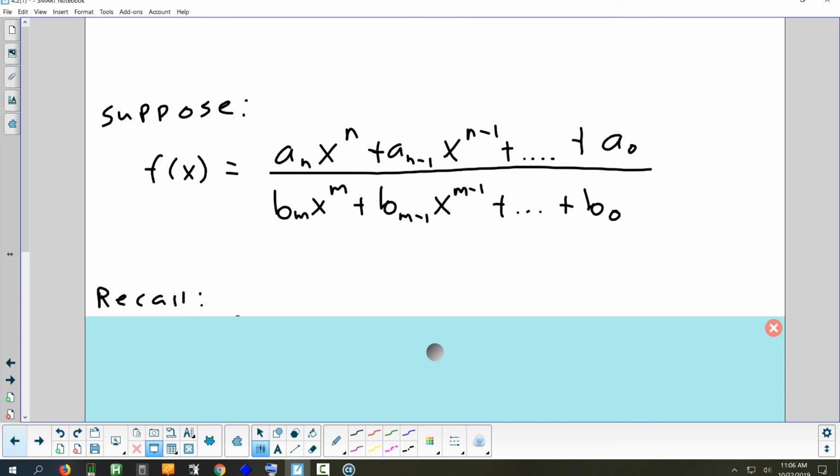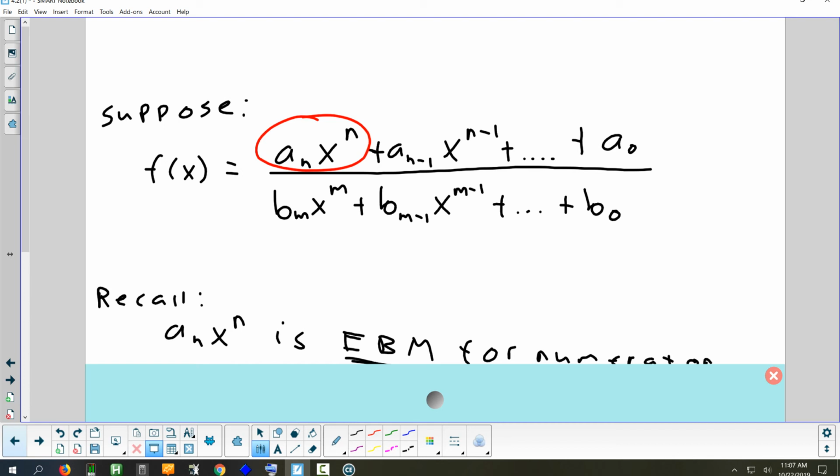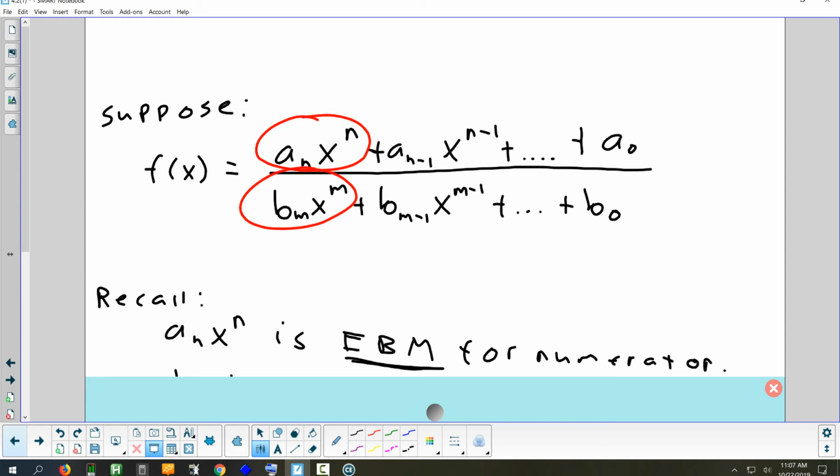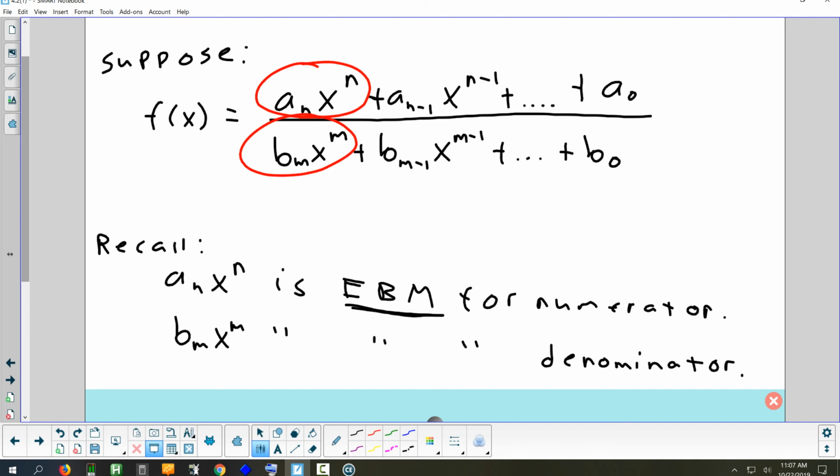Does anybody remember when we talked about EBM, end behavior model? Which term in the top is basically going to control what that graph looks like? Just the term with the biggest exponent. So whatever the first term is, if it's in descending order, is basically going to control what the top looks like. What term is going to control what the bottom looks like? Yep, the first one, as long as it's in descending order. So that is the end behavior model for the bottom.